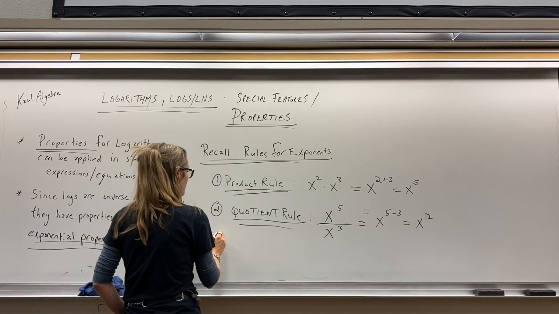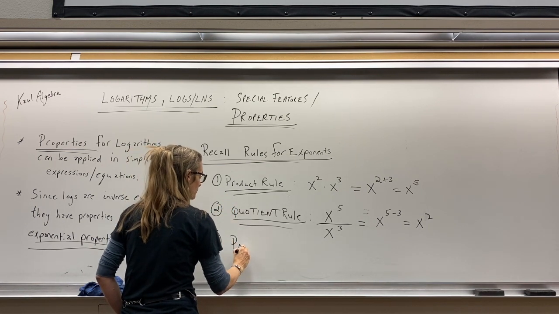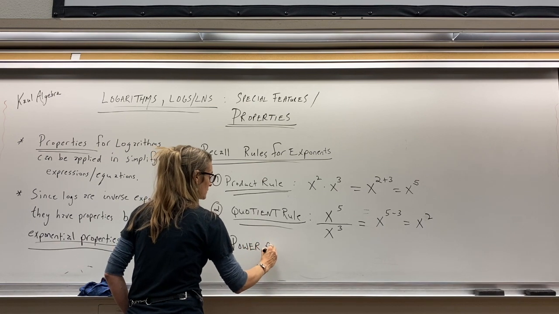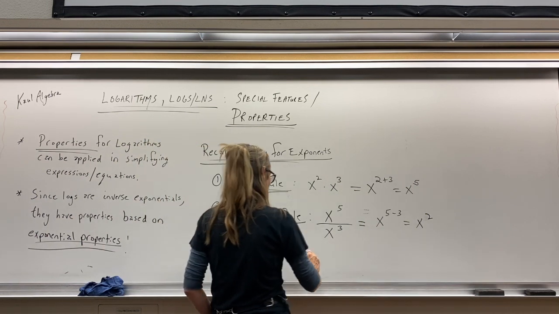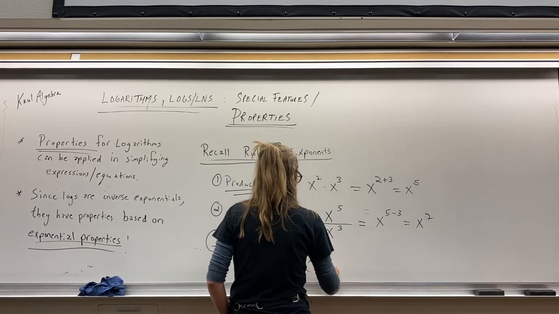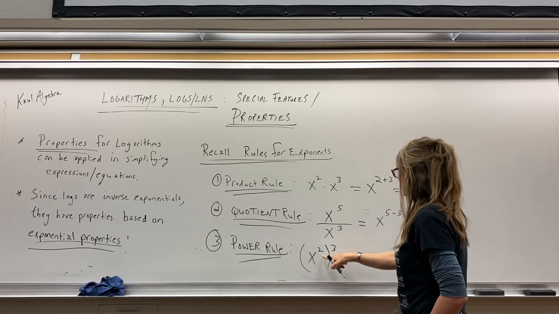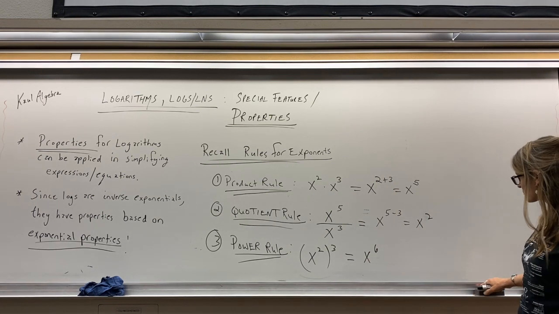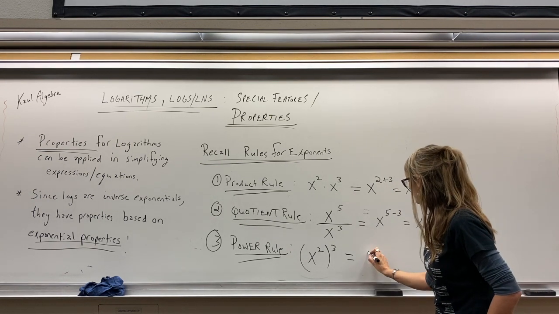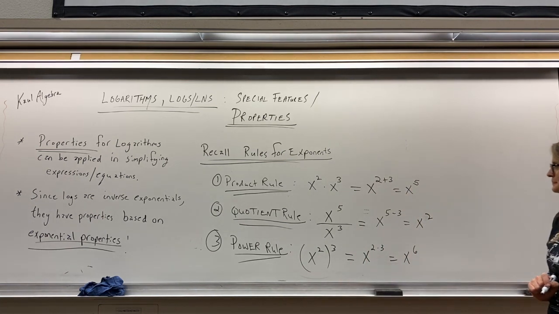Number 3, after the product rule and quotient rule, we had our power rule. The power rule was, if we had x squared cubed, you get x to the 6th power out of that. The power rule says that when you have a power to a power, you multiply the exponents, and you get x to the 6th power. And that's how that one works.